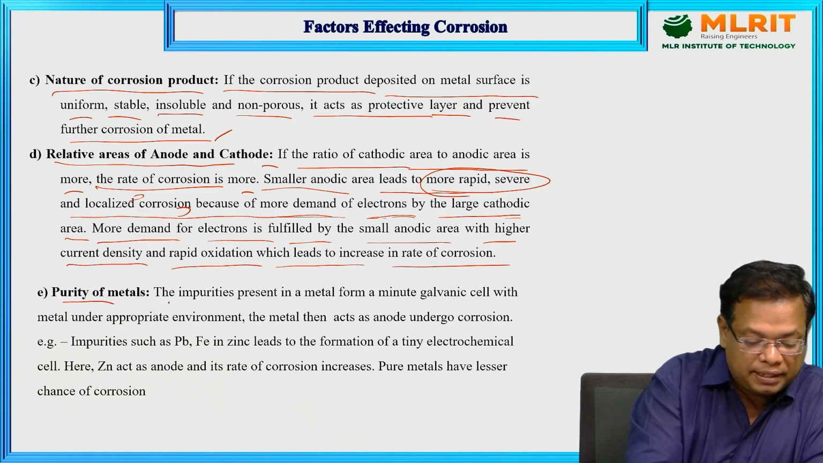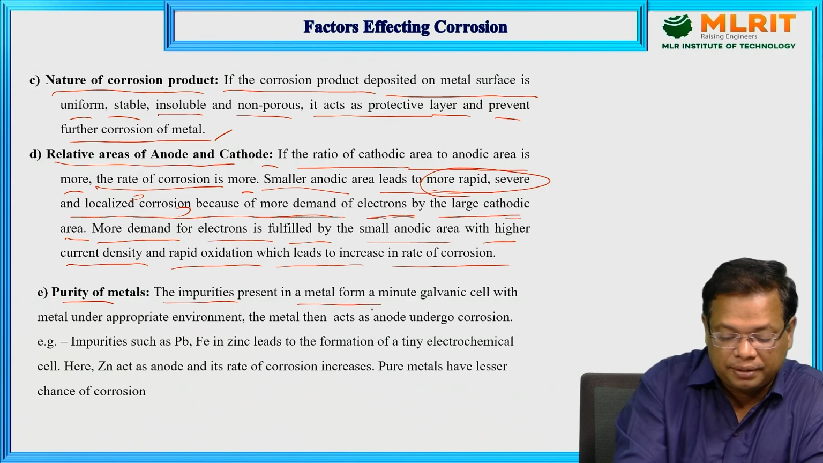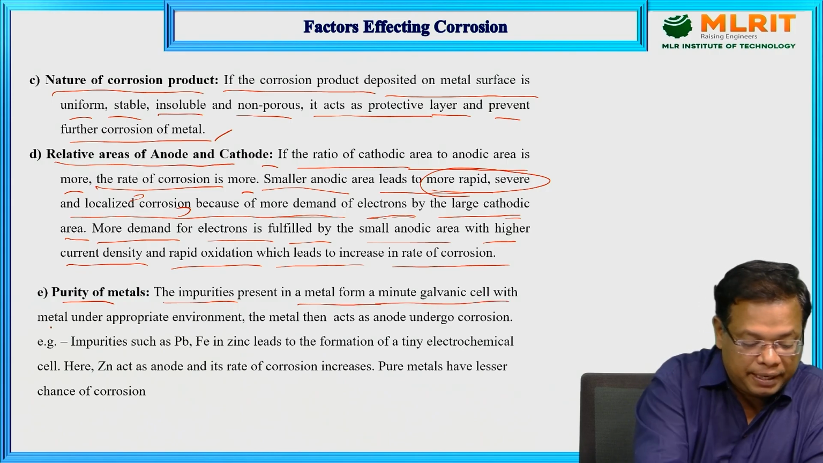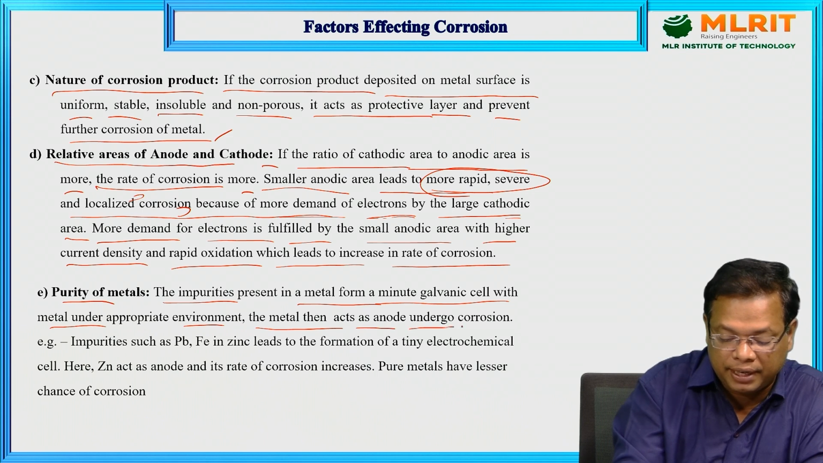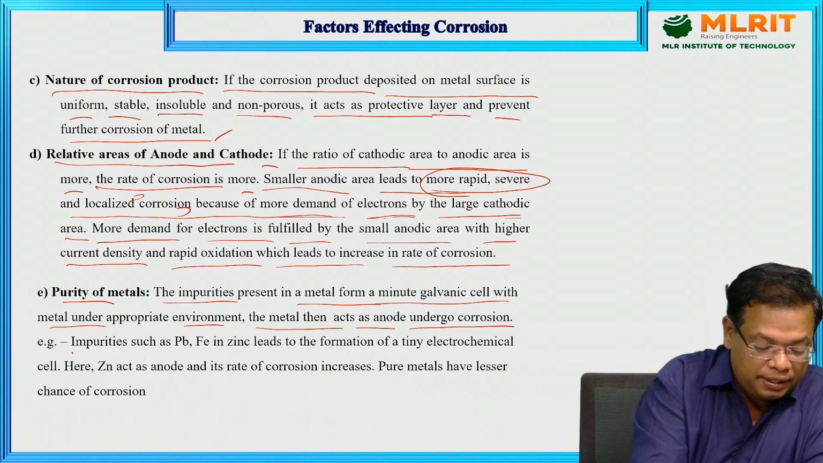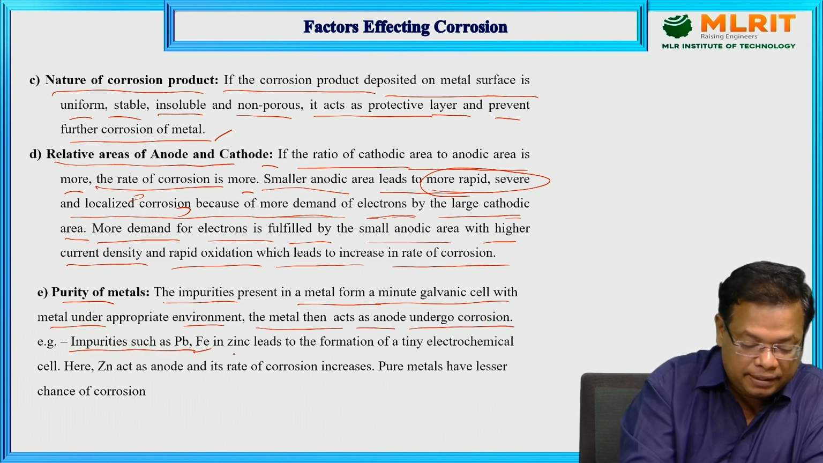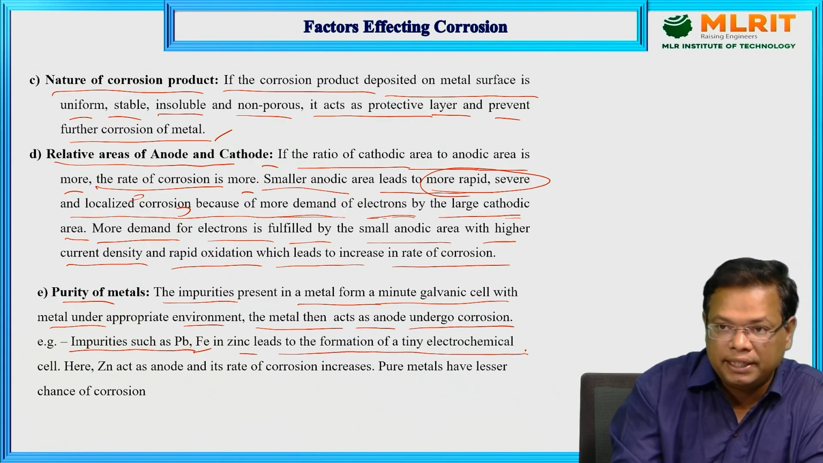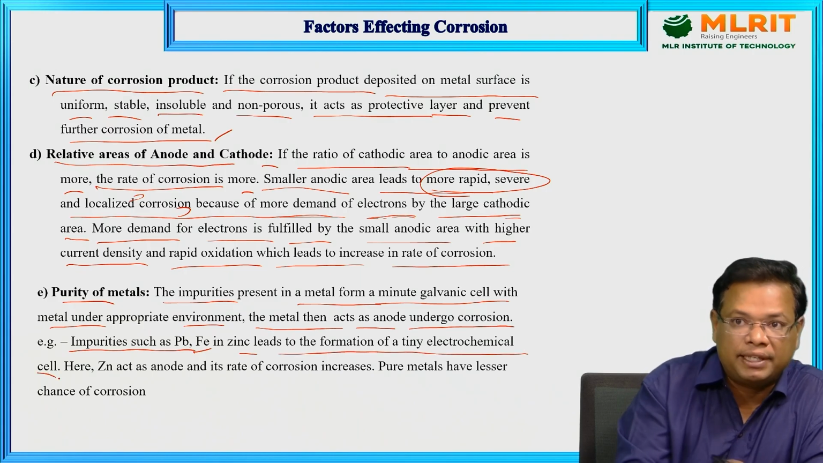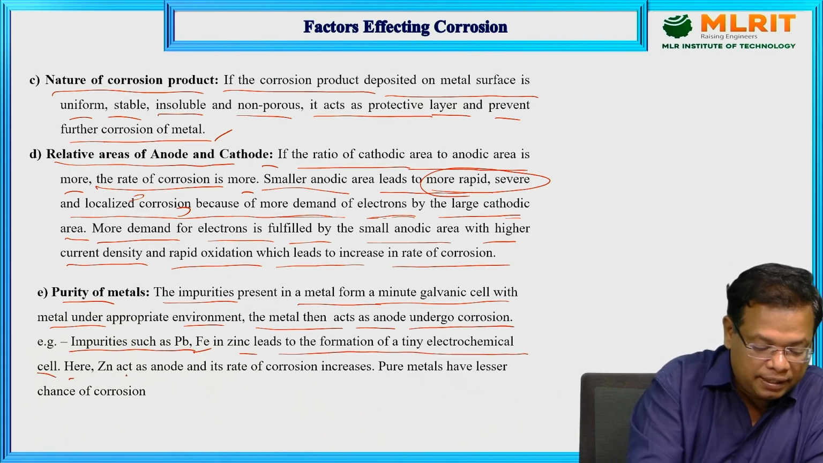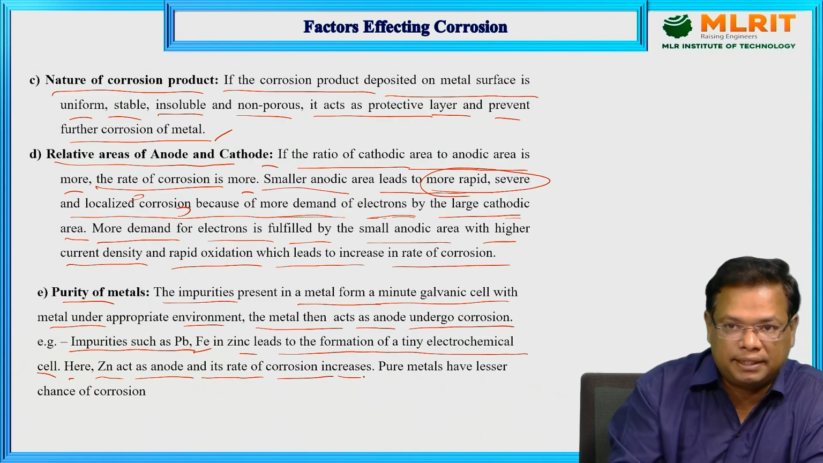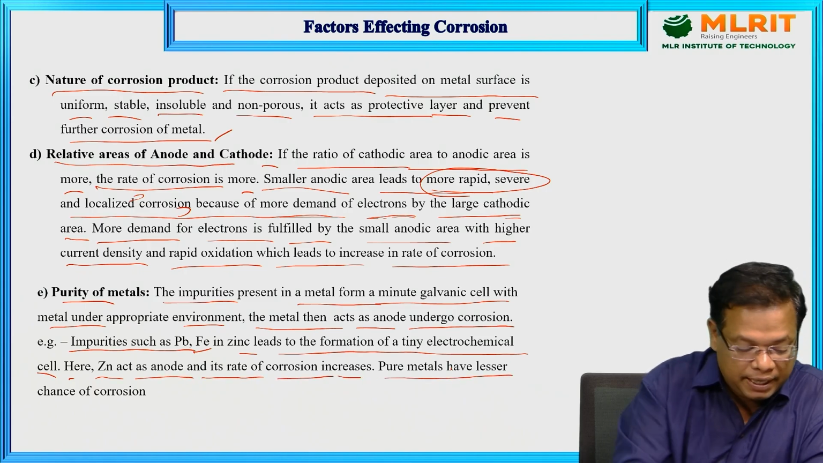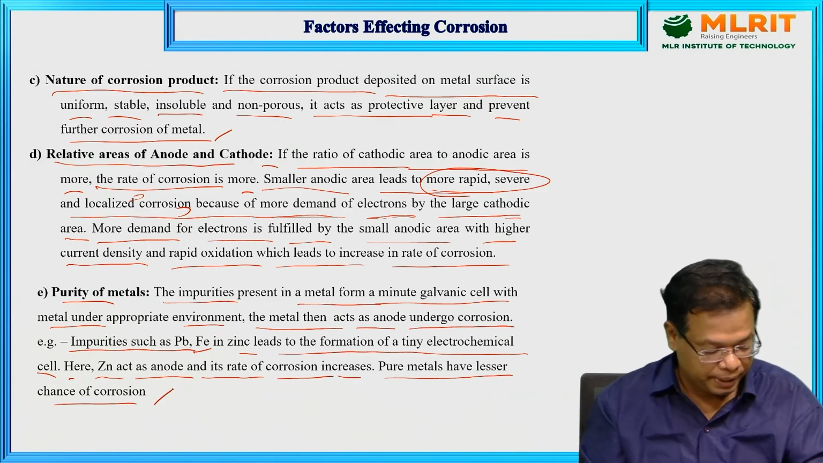Purity of the metals. The impurities present in a metal form a minute galvanic cell with the metal under appropriate environment. The metal then acts as an anode and undergoes corrosion. Impurities such as lead, iron, zinc lead to the formation of tiny electrochemical cells for short periods. Here, zinc acts as an anode and its rate of corrosion increases. Pure metals have lesser chance of the corrosion.